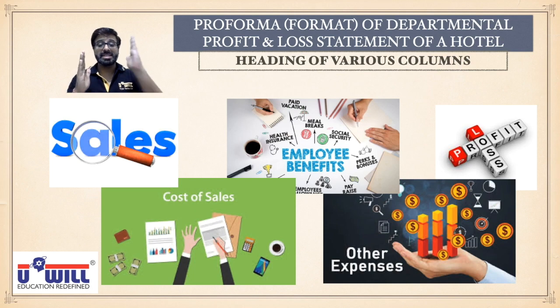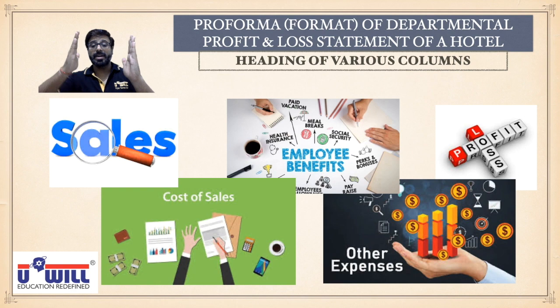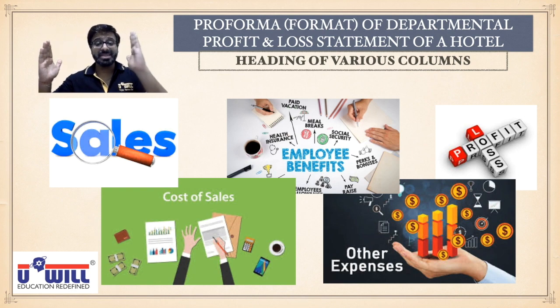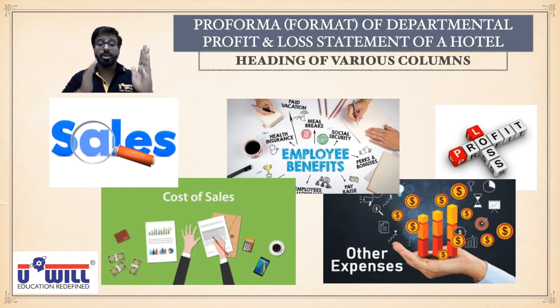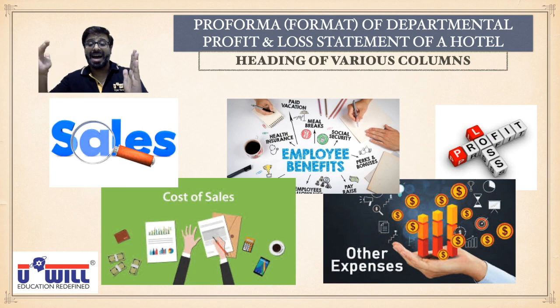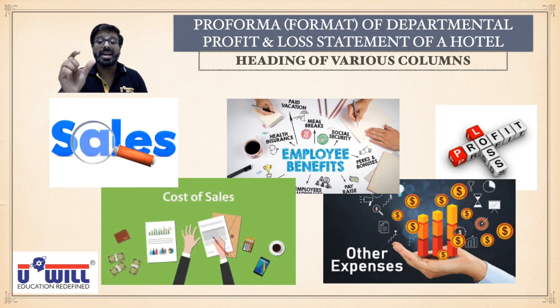So we will be making the columns of sales, cost of sales, employee benefits, other expenses, and then profit or loss. From the sales column you will minus cost of sales, minus employee expenses, minus other expenses. Whatever is left out, the balance amount, is the profit or loss of that particular department of the hotel. I repeat, when we make the format of the departmental profit and loss statement of a hotel, in addition to particulars and notes, what main vital columns will you be making? Sales. From sales you will minus cost of sales, next column. Further you will minus employee benefit expenses, next column. Further you will minus other expenses, next column. And then the left out amount, sales minus cost of sales minus employee benefits minus other expenses, will give you profit or loss.